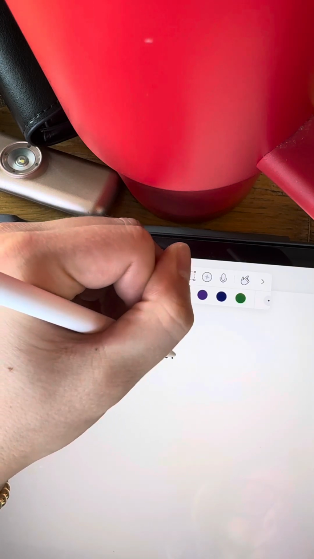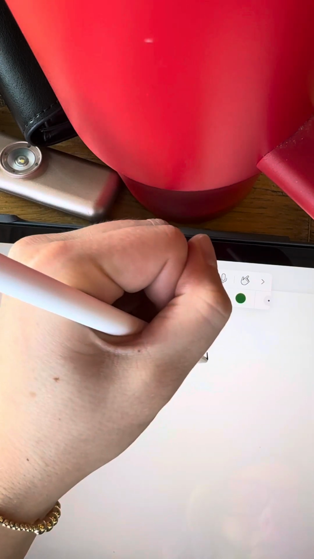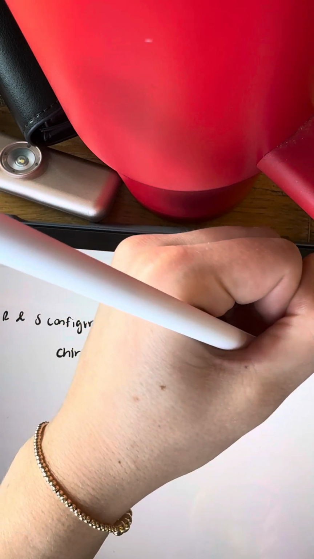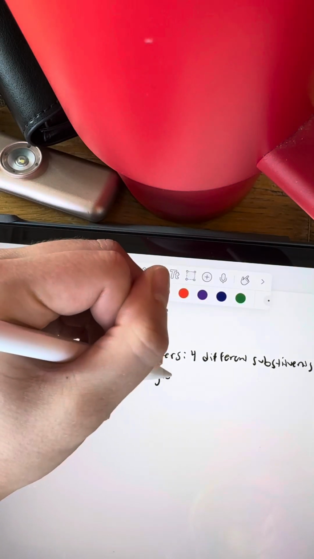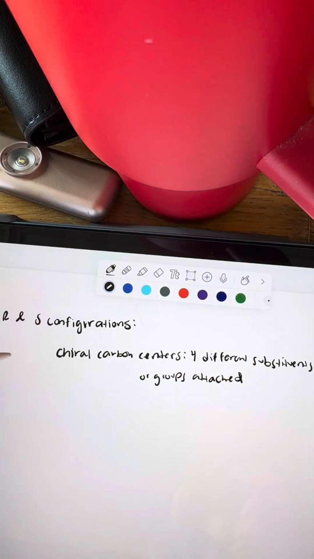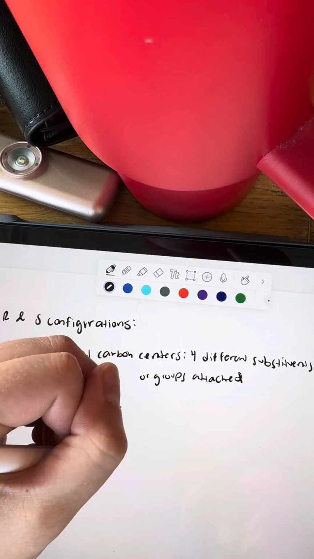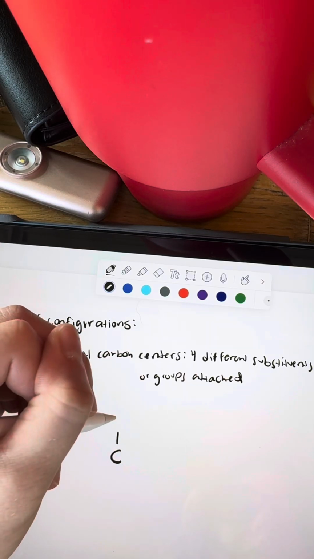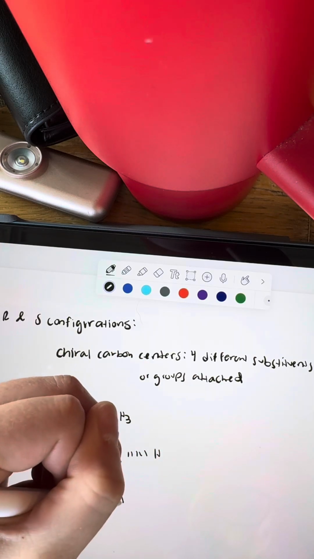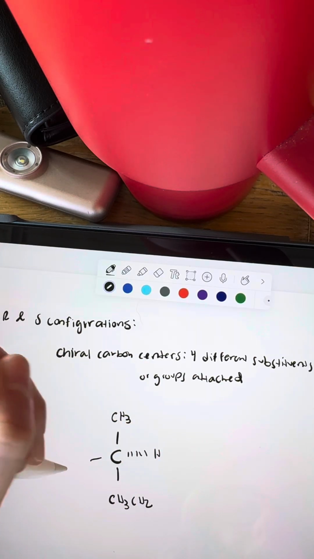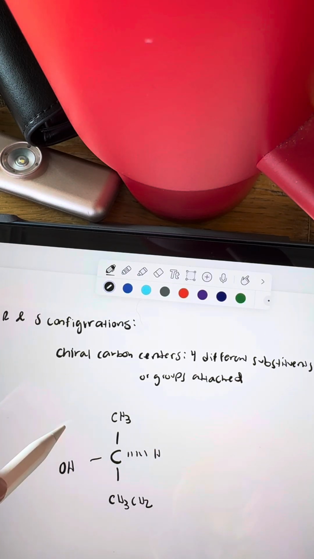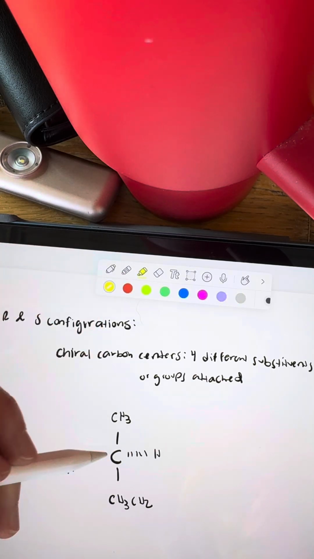And so what this means is 4 different substituents or groups attached. And so basically what this means is, say we have a carbon with a methyl group, a hydrogen like this, an ethyl group, and then we have, say, an OH group. So this is what a typical chiral carbon will look like.